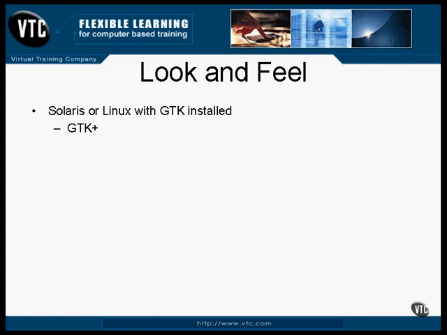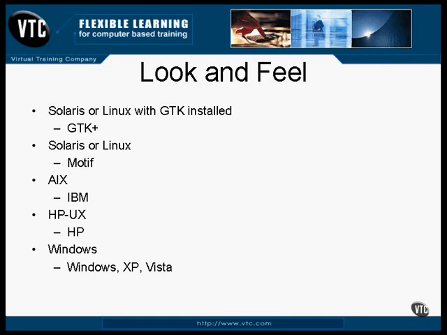For the Solaris or Linux system with GTK 2.2 or later installed, Java has a look and feel interface named GTK Plus. If GTK is not installed, Java has a Motif look and feel that it uses. IBM's version of Unix is called AIX, and IBM has its own Java look and feel. Also, HP's Unix, HPUX, has its own Java look and feel. Java has a different look and feel interface for the different versions of Windows, and Apple Macintosh has its own look and feel for Java.